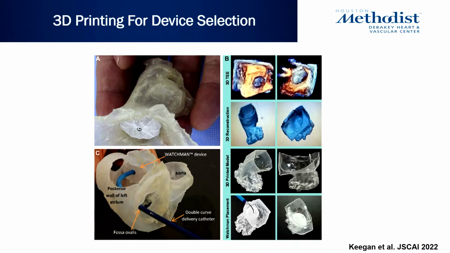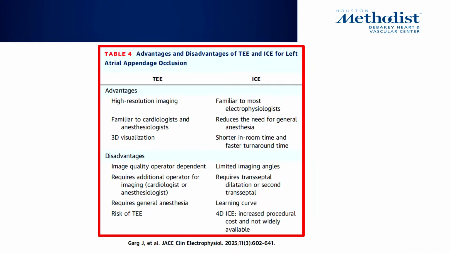And I want to highlight the role of 3D printing for device selection. There have been multiple publications using TE and CT-based imaging to create these 3D printed models, especially for complex anatomies, to help us determine the catheter trajectory, the curvature, and the size in complex cases. Obviously, you're not going to do this for every single case, but in complex anatomies, 3D printing can be helpful, and nowadays computational modeling can also be helpful in sizing these devices.